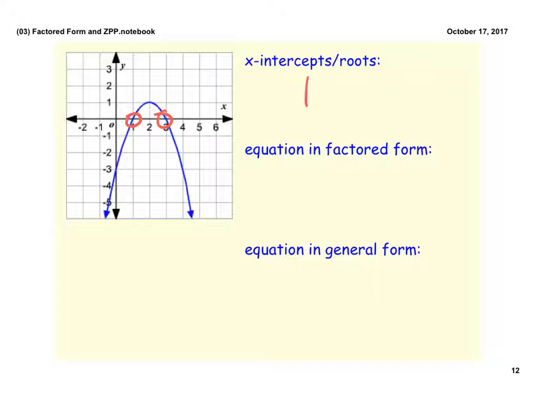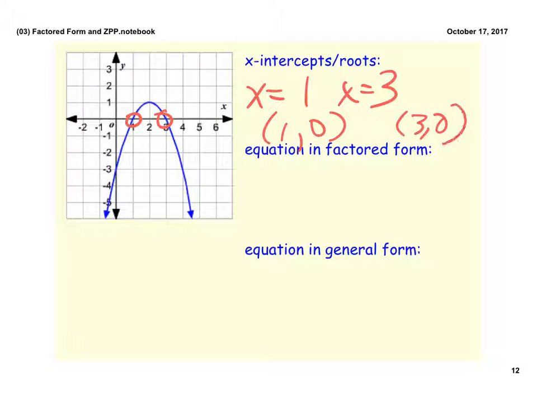Can I just write 1, 3? Remember, that's called a bald answer, so we're not going to accept that. So what is it? X equals 1 and x equals 3. What if you wanted to write it as a point? Well, they're x-intercepts, so y is 0. So (1, 0) and (3, 0). Those two ways are okay.